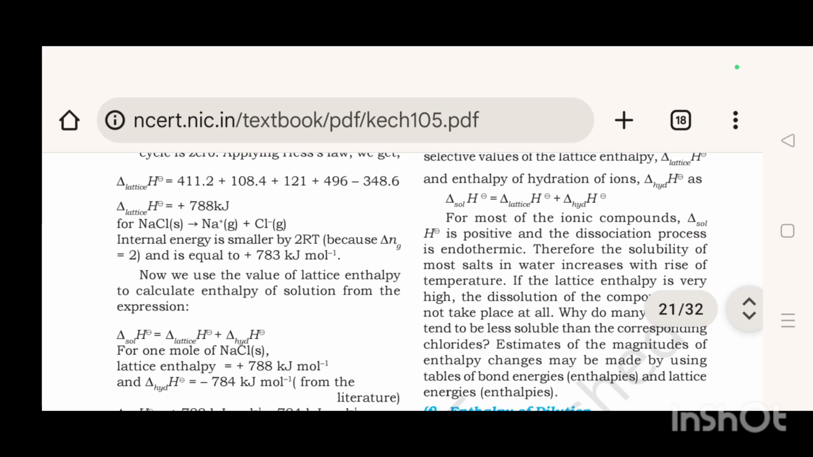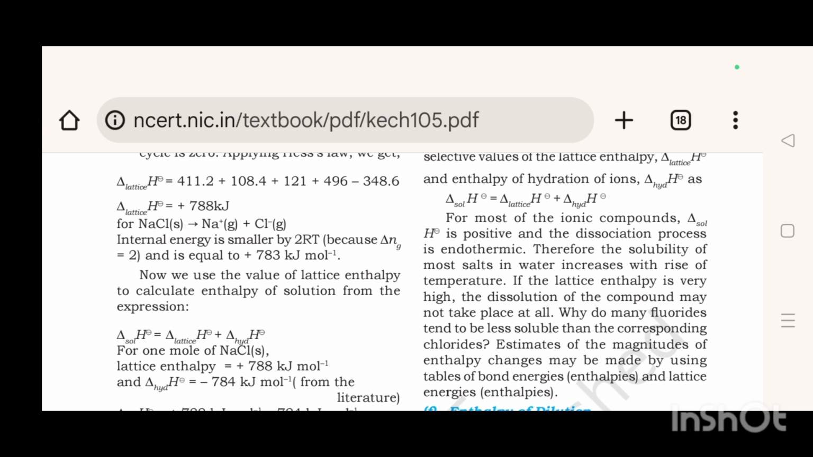For most of the ionic compounds, ΔsolH is positive as the dissociation process is endothermic. Therefore, the solubility of most salts in water increases with rise of temperature. If the lattice enthalpy is very high, the dissolution of the compound may not take place at all. Why do many fluorides tend to be less soluble than the corresponding chlorides?